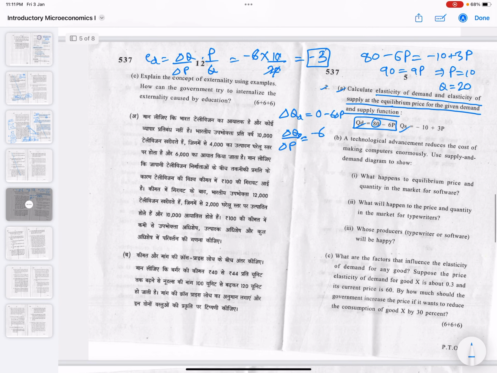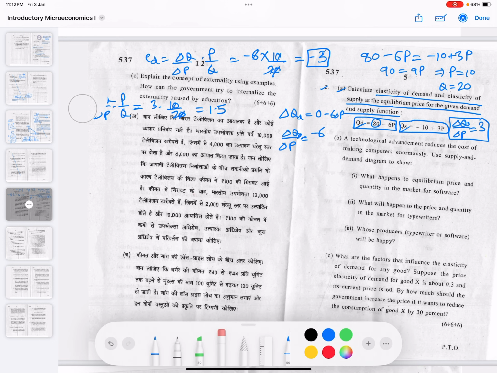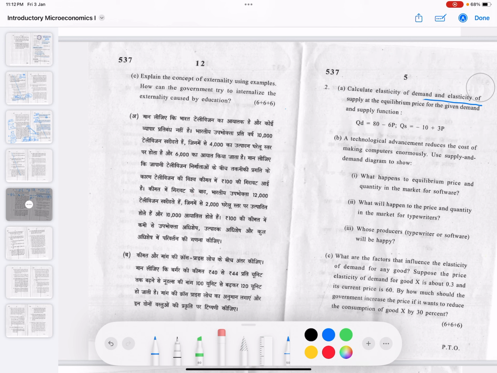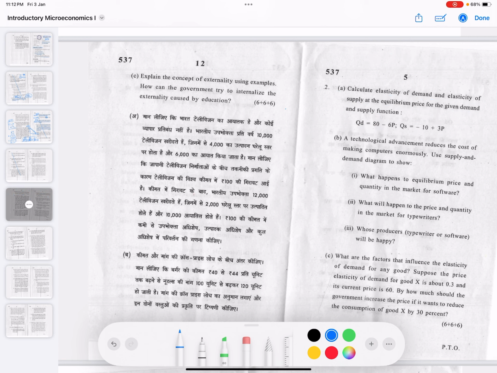Now, similarly, we can find the elasticity of supply. On differentiating, we can see change in QS by change in P equals 3. And elasticity of supply is change in Q upon change in P into P by Q. So this would be 3 into 10 upon 20. So this is coming out to be 1.5. Okay. So you just need to equate price and quantity, and then you can use the formula. You just need to differentiate it so as to get change in Q by change in P.